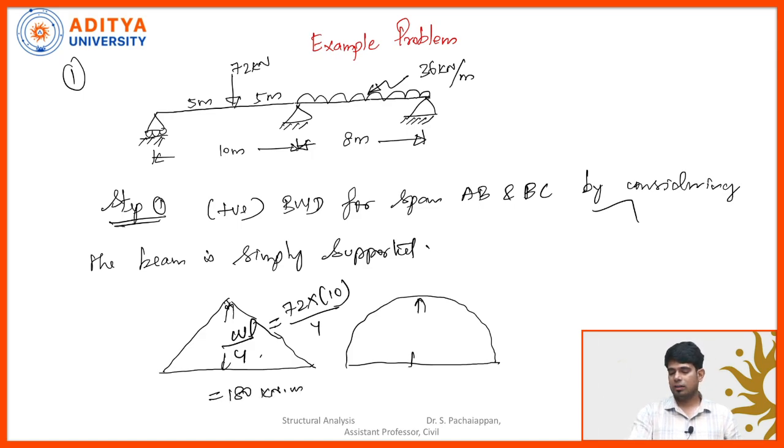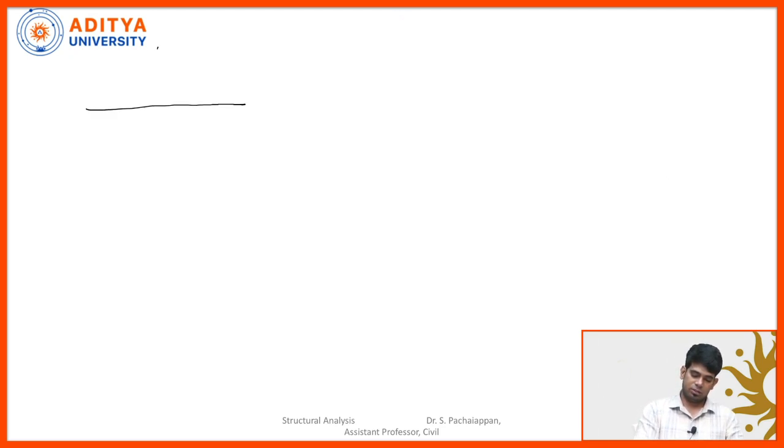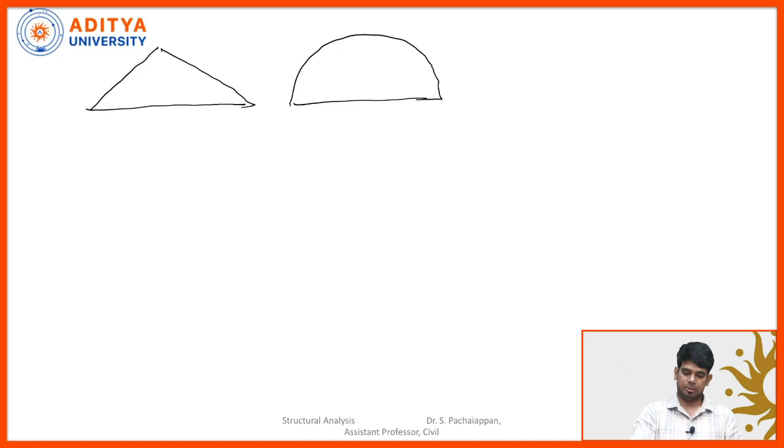What about this ordinate? This is UDL, so WL square by 8. W is 36 and the second span is 8 square divided by 8, so I get 288. Let's draw these diagrams once again. The first one is a triangle, the second one is a parabola. This is 180 and this ordinate is 288. The span is 10 meters and this is 8 meters.